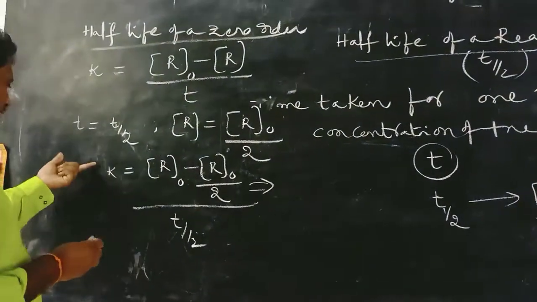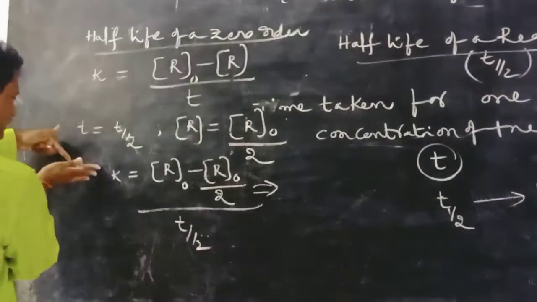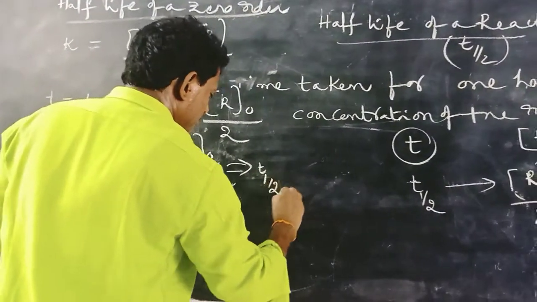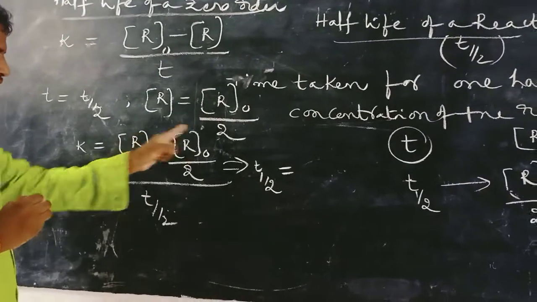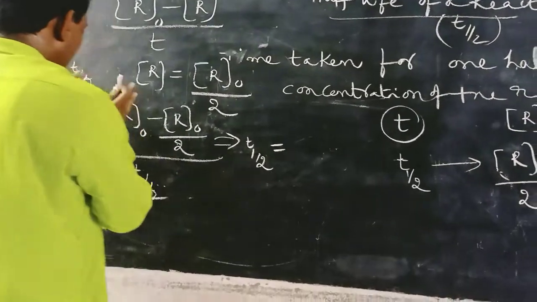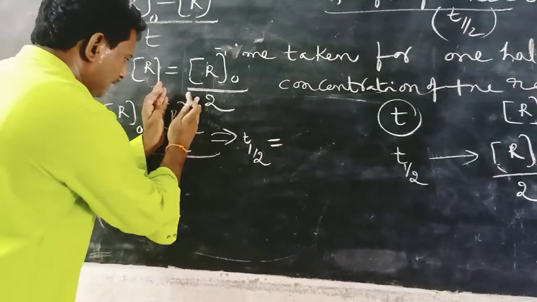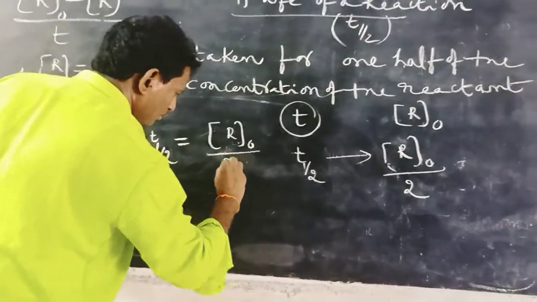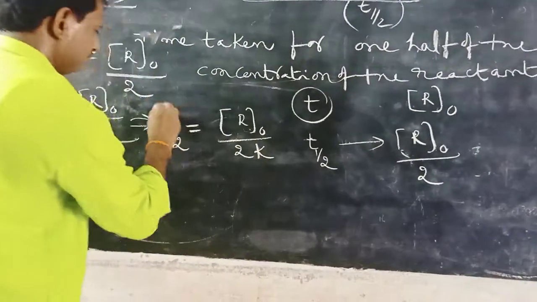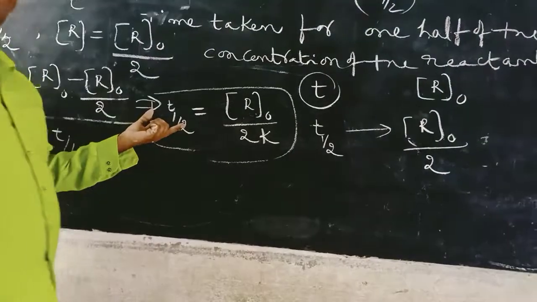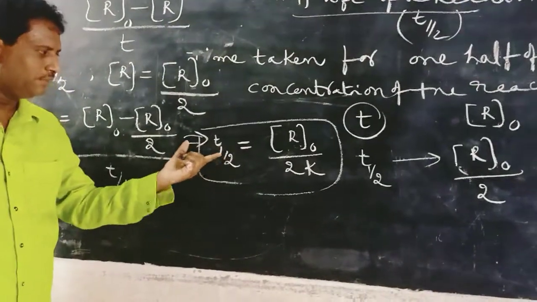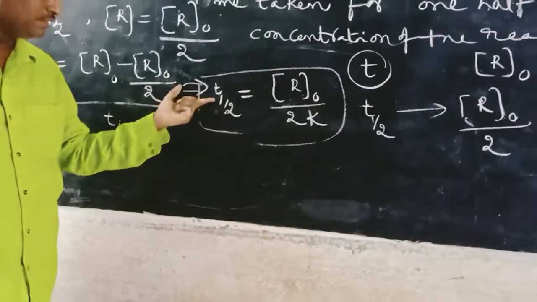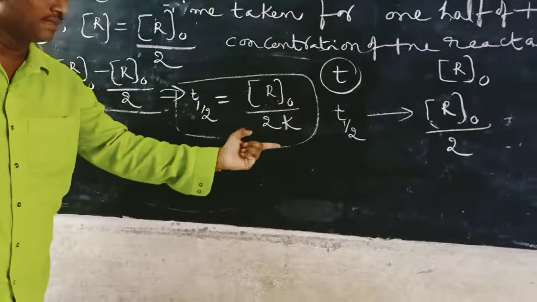This equation is again modified: t₁/₂ is taken to one side and k to the denominator side. Therefore, t₁/₂ = ([R]₀ - [R]₀/2)/k. Since 1 minus 1/2 is equal to half, this gives [R]₀/2 divided by k. This is the equation for the half-life period of a zero order reaction: t₁/₂ = [R]₀/2k.